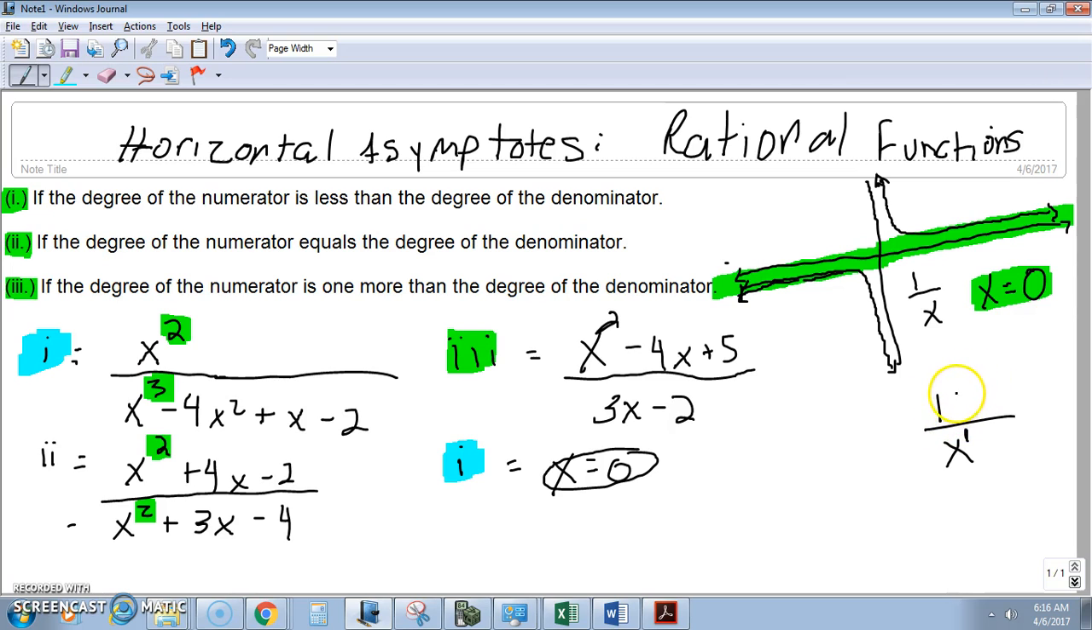Actually, it does have one. You can put it in. It would be 1 times x to the 0 power. Remember, anything to the 0 power is just 1. So 1 times 1 is going to be 1. And that makes the degree on the numerator less than the degree on the denominator. So if that ever happens, just think about your parent function. Your horizontal asymptote is always going to be x equals 0.